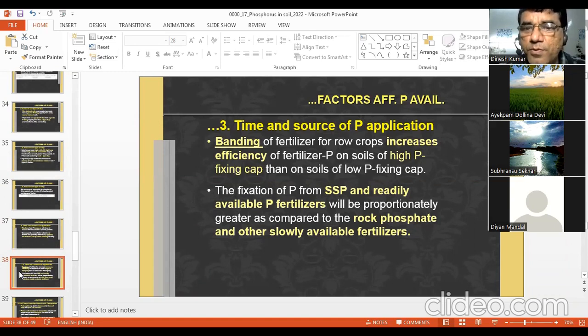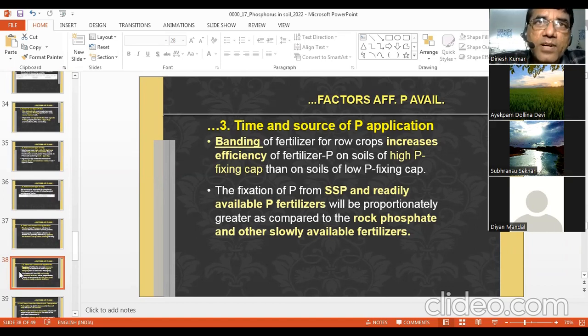The fixation of phosphorus from SSP and readily available P fertilizer. Readily available P fertilizers are your single superphosphate, triple superphosphate, monoammonium phosphate, diammonium phosphate. So they have almost more than 90% phosphorus as water-soluble phosphorus. So they are already, means phosphorus in those fertilizers is in available form. So fixation from these SSP and readily available P fertilizers will be proportionately greater as compared to rock phosphate and other slowly available fertilizer. So fixation will be much higher in case of water-soluble fertilizer if you broadcast them compared to rock phosphate.